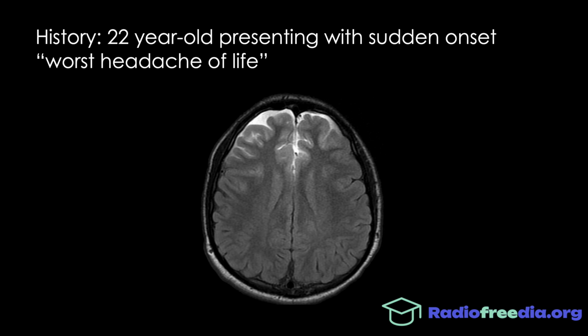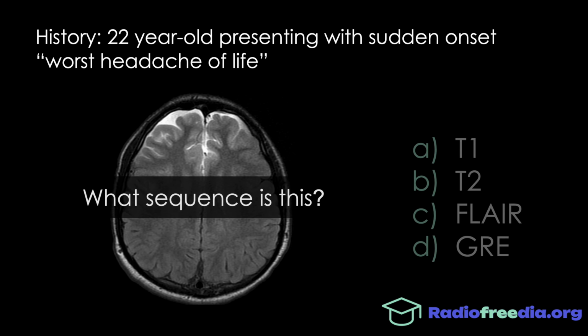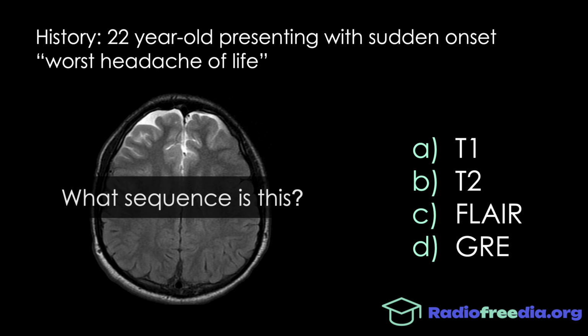History. A 22-year-old presents with sudden onset worst headache of life. An MRI scan is ordered, and this is the image that you see. So with any MRI image, the first step is figuring out what kind of sequence this is. Is this a T1, T2, FLAIR, or GRE sequence?